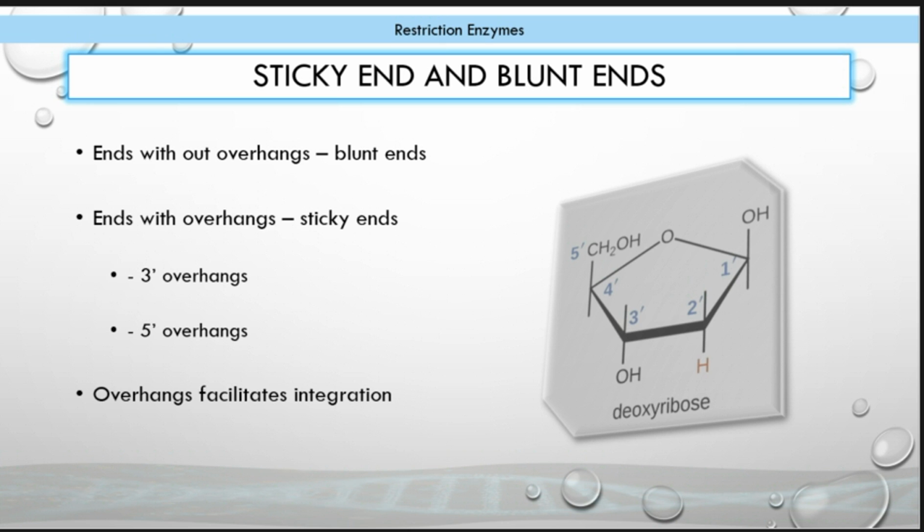Sticky ends are of two types: 3' overhangs and 5' overhangs, depending upon the terminal carbon of the deoxyribose sugar. If the 5' carbon is on the terminal side, the overhangs are called 5' overhangs, and if the 3' carbon, the 3' OH end, is on the terminal, then the overhangs are called 3' overhangs.